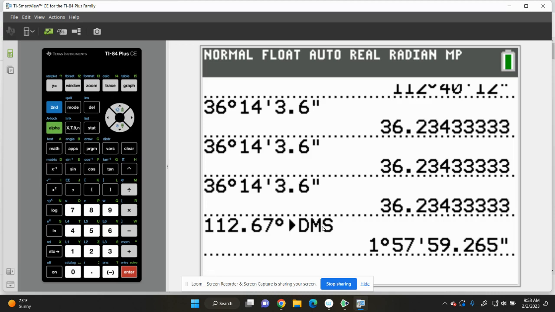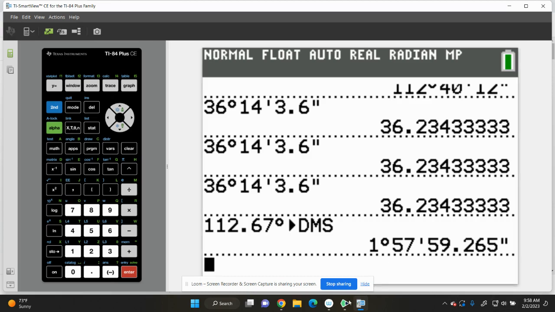Now, if we keep it in degree mode, will that affect anything in the future if we use our calculator? When we're graphing, usually we want it to be in radian mode. Other than that, we almost always want it to be in degree mode. So you should always check it because you never know what you might have been doing last. You might have put it into radian mode, right? But also use common sense. If I'm converting 112.67 degrees to DMS and it gave me 1 degree, something's wrong, right? So use your common sense, okay?